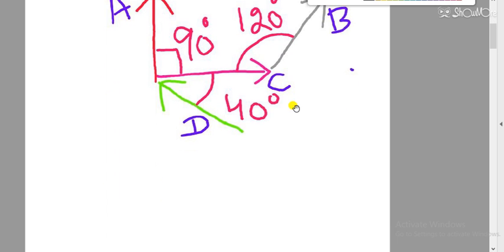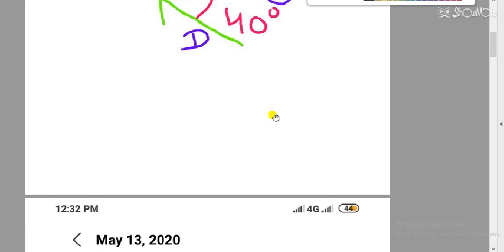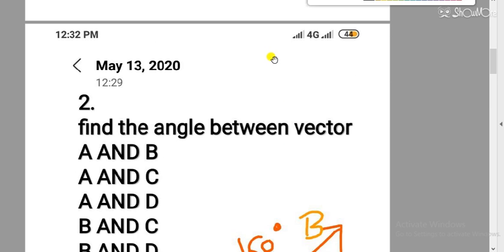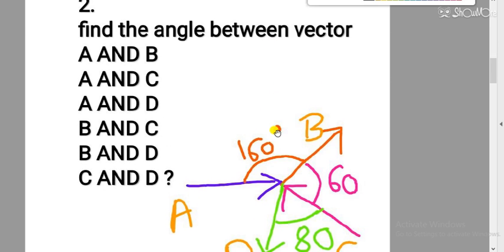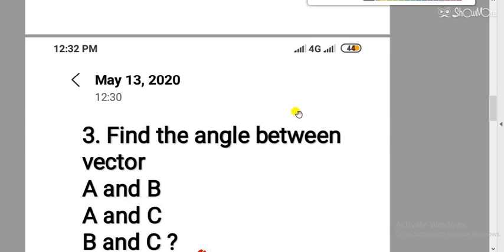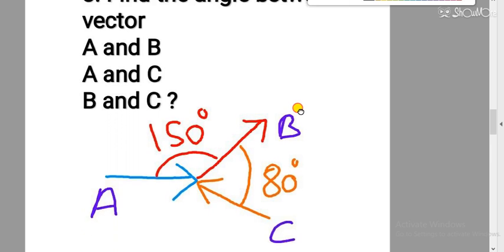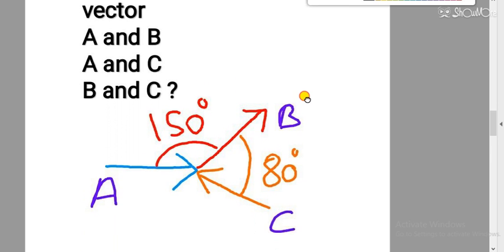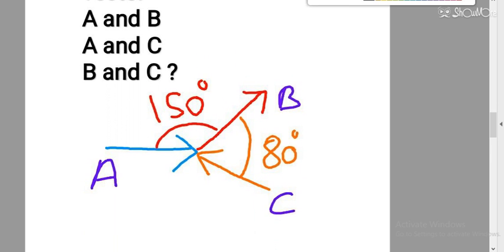So these types of questions are very important from that point of view. We have discussed two questions, this one and this one. Now I am moving to question number 3. In this question I have to find three angles, starting with the angle between vector A and B.